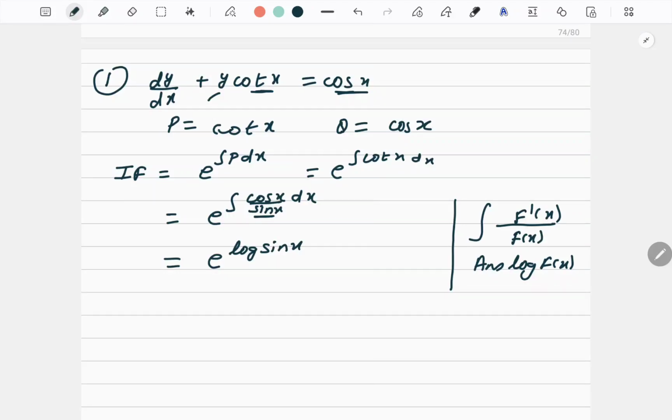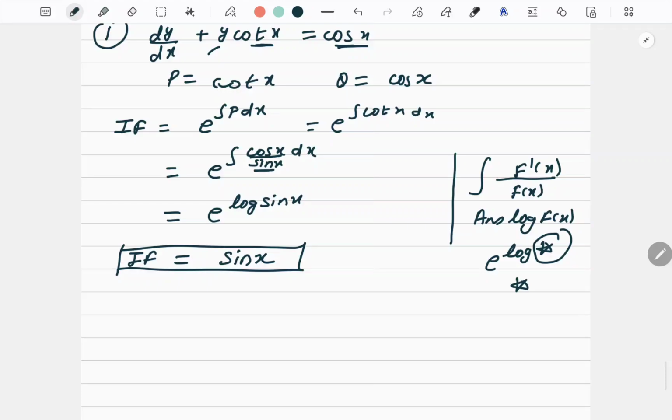Now why did I tell you I want the answer in terms of log? Because e to the power log of anything is only that thing. Suppose you have star here, e to the power log star is only star. E and log will go. So what will remain here? Sin x. So this is my integrating factor.